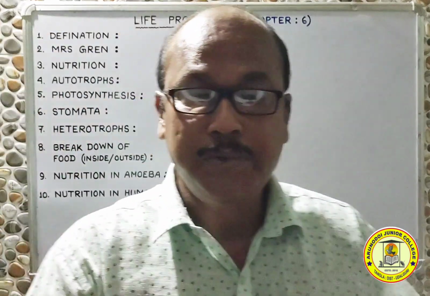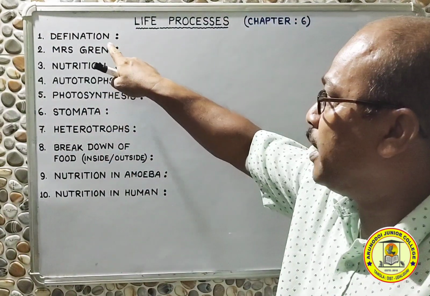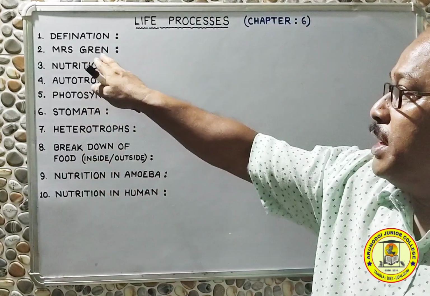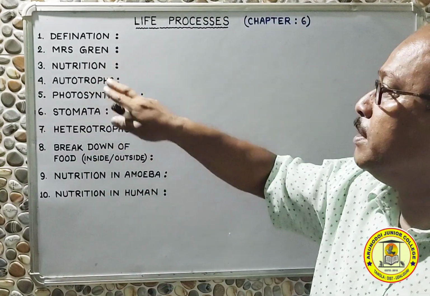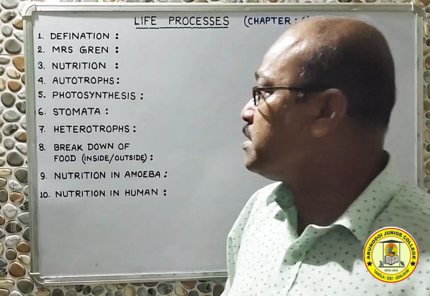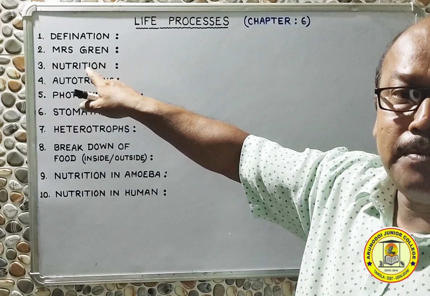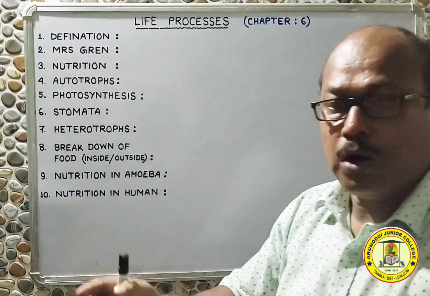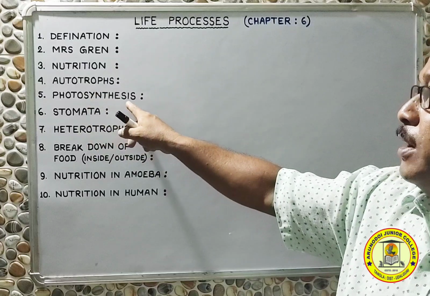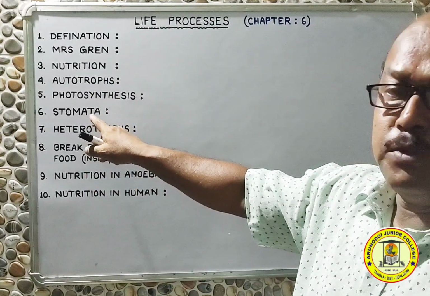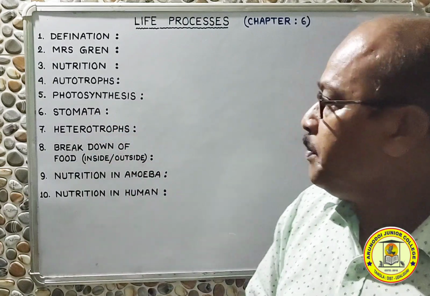So in this lesson today we will definitely discuss those points, that is, what is life process, its definition. We will come to know a certain particular term that is called MRS GREN. What is MRS GREN we will discuss. We will come to know the term nutrition, then autotrophic nutrition, especially the autotrophs. Then under autotrophs we shall discuss photosynthesis. Then we will come to see the structure of stomata.